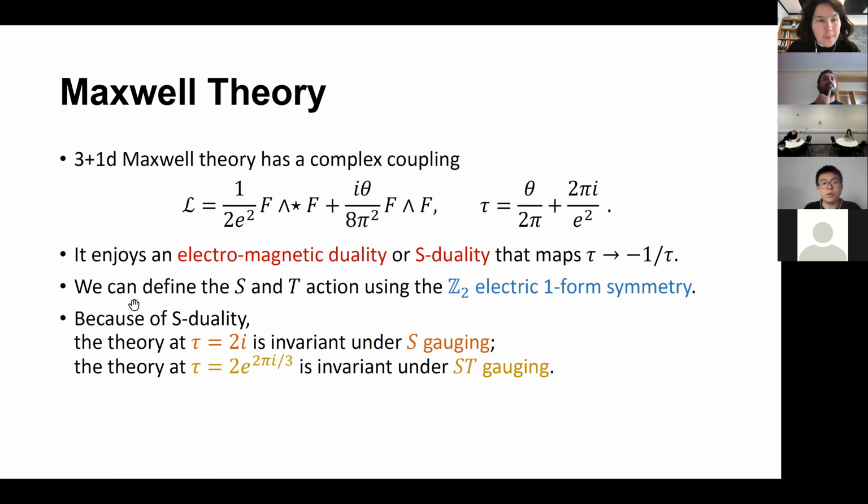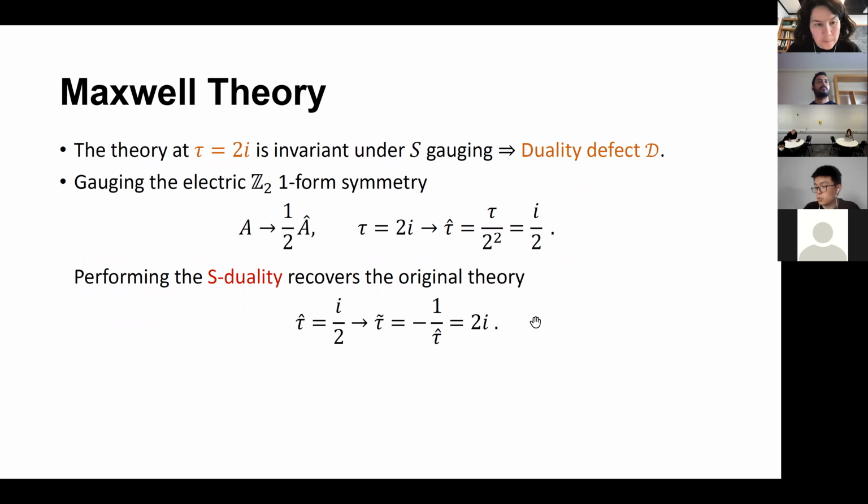So because of S duality, the theory at tau equals 2i is actually invariant under S gauging. The theory at tau equals 2 exponential 2 pi i over 3 is also invariant under ST gauging. So let me just explain how this works for tau equals 2i.